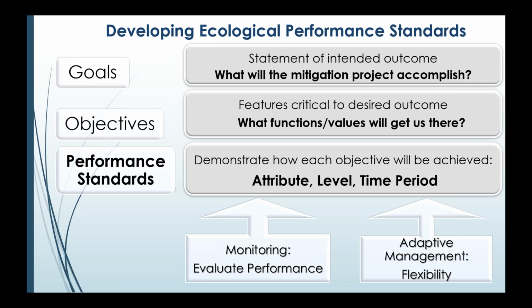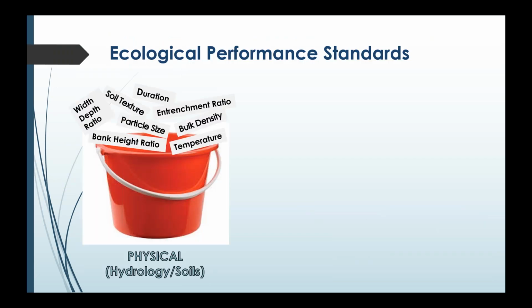And we define those performance standards by including an attribute, the level that's necessary to achieve the performance standard, and then the time period in which the performance standard must be achieved. The monitoring program to evaluate performance and the adaptive management program that allows for flexibility feed into these performance standards, right? And vice versa. I should probably have those arrows going both directions.